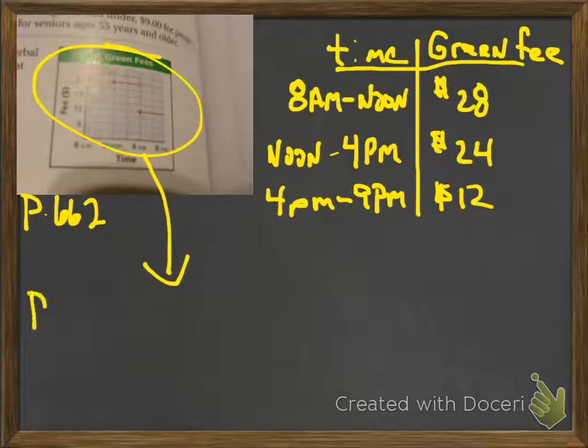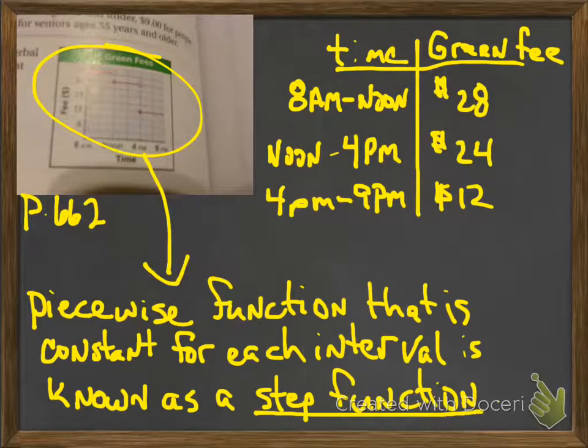Okay, now there's something important here. If you notice, these are all straight horizontal lines. When you have something like that, where it's supposedly constant all the way throughout each interval, that is known as a step function. Okay, and if you notice, the other one was also a step function.